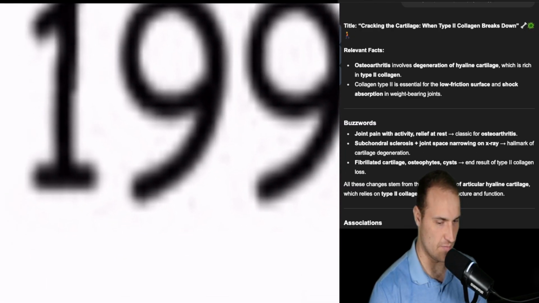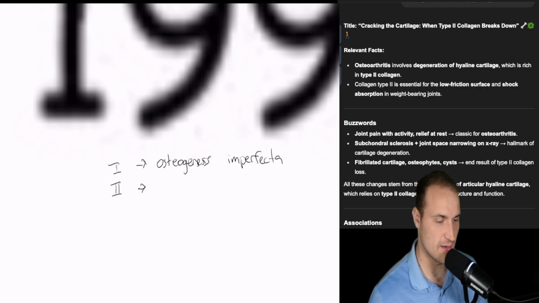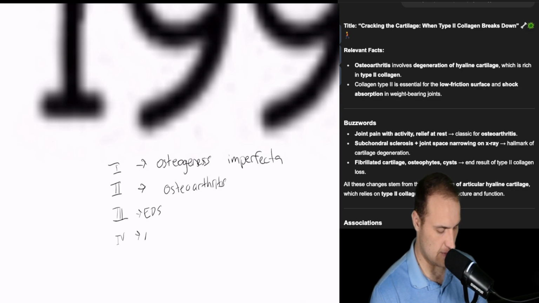All right, this is going to be a good one for 199. So type 1 collagen would be implicated in osteogenesis imperfecta. Type 2 would be articular cartilage. So here is osteoarthritis. Type 3 is Ehlers-Danlos syndrome, EDS. Type 4 is Alport. 5, you hardly talk about it, but that could also be Ehlers-Danlos. 6 is also pretty irrelevant, but that's the extracellular matrix stuff.